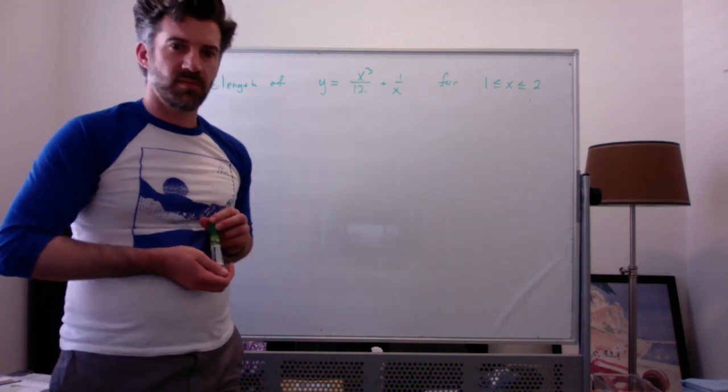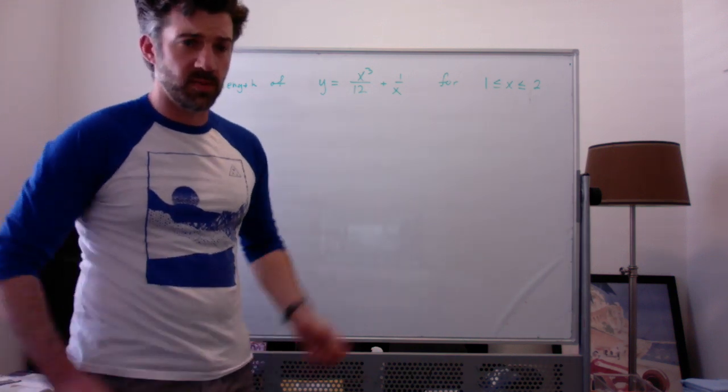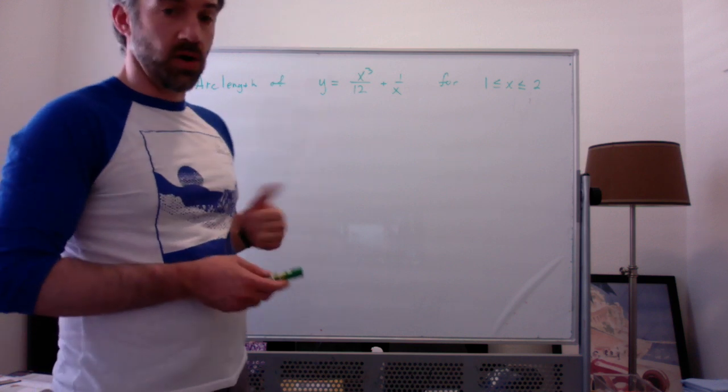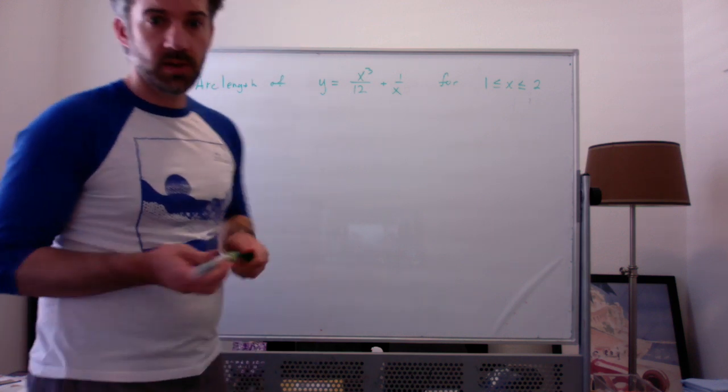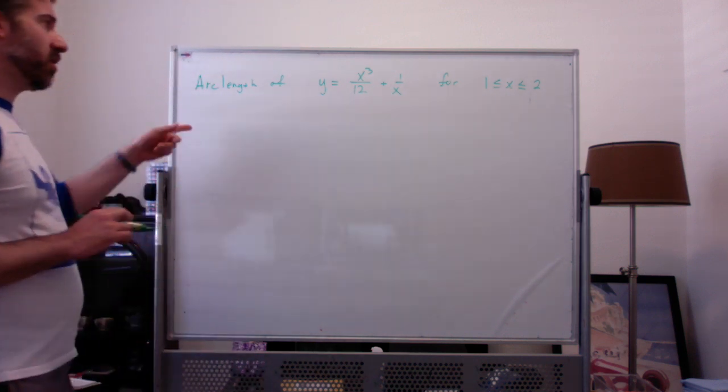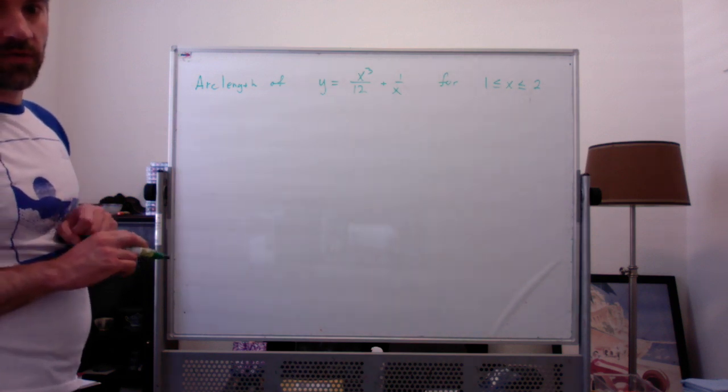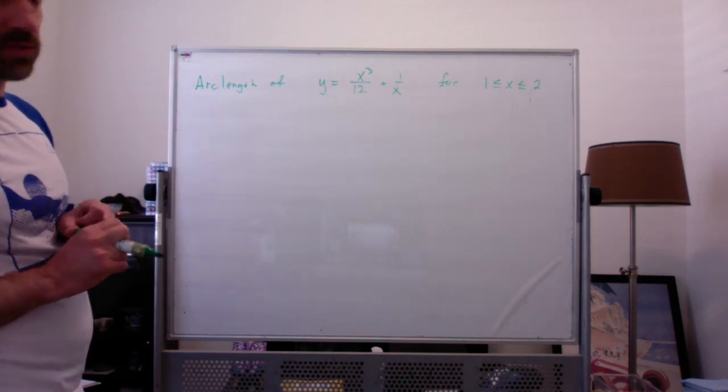16b people, this is probably more specifically for the Merck's people. Here is an arc length and a surface area problem. So with the same function, I want to find the arc length of y equals x cubed over 12 plus 1 over x for x between 1 and 2.